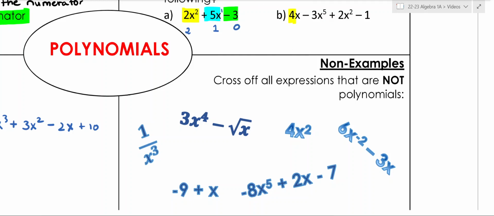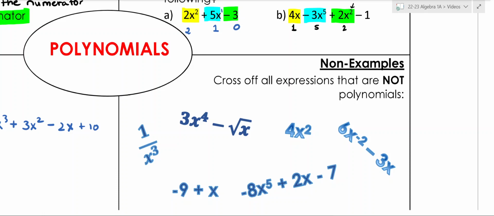All right, let's try this again. 4x has a single variable, and its exponent is 1. So it has a degree of 1. So next one, negative 3x to the 5th. Once again, only one variable, and the degree is going to be 5. Say it with me. Repeat it so you get comfortable, so you don't get tongue-tied afterwards. Plus 2x squared. Well, you look, single variable x, and the exponent is 2, so the degree is 2.